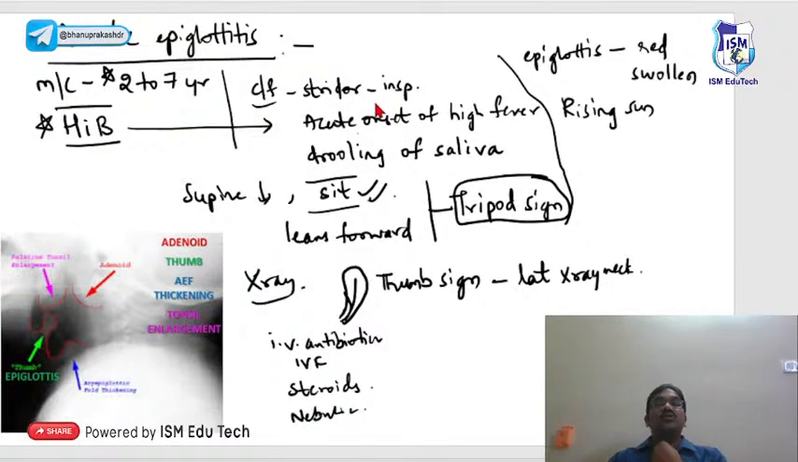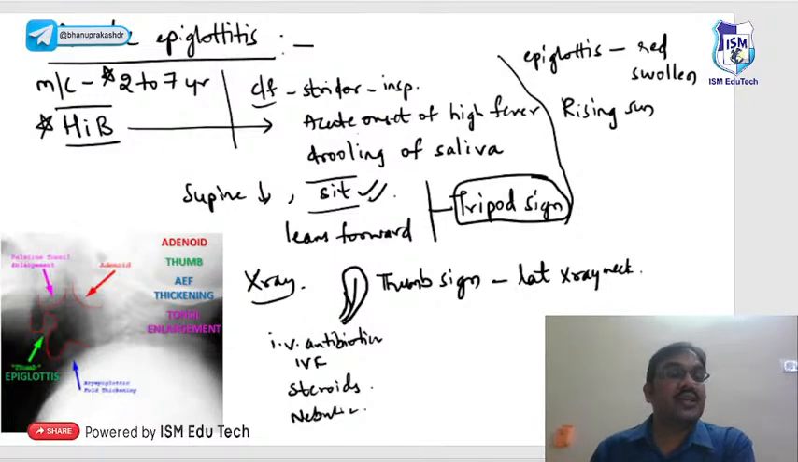Okay, if the lower airway is involved, there will be expiratory stridor. If the middle part of the airway is involved, or subglottic area or upper tracheal part, both inspiratory as well as expiratory stridor will be there in general. Okay, so rising sun appearance, tripod sign and thumb sign, all these are seen in acute epiglottitis.